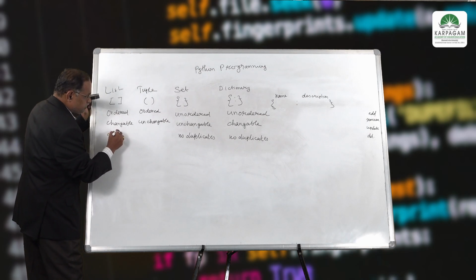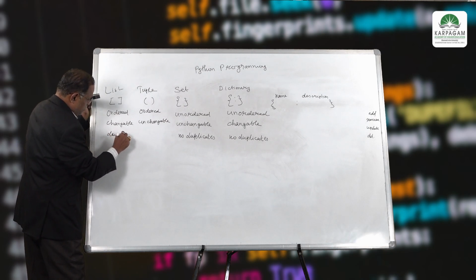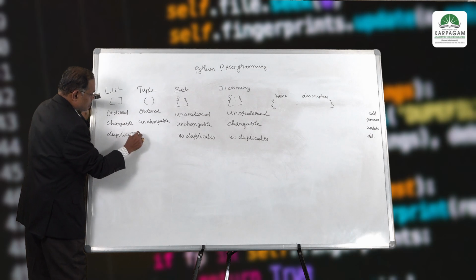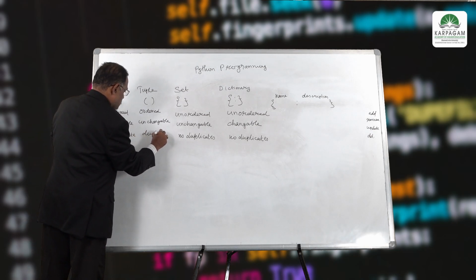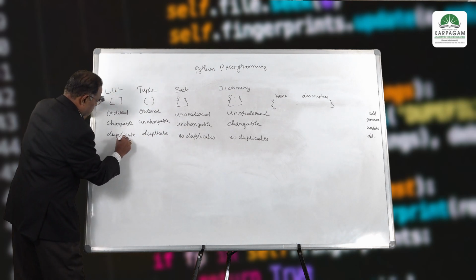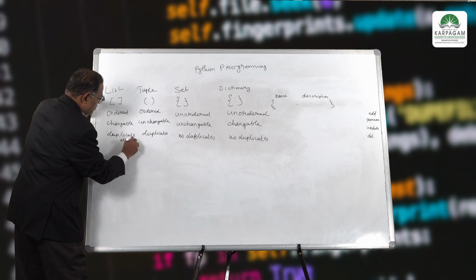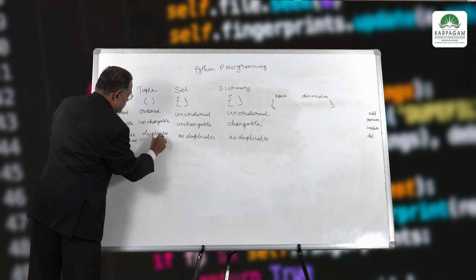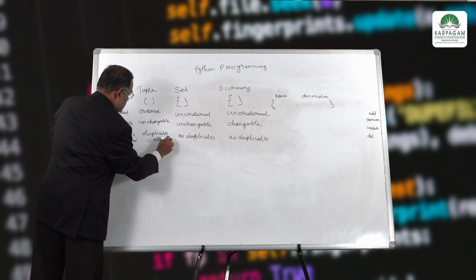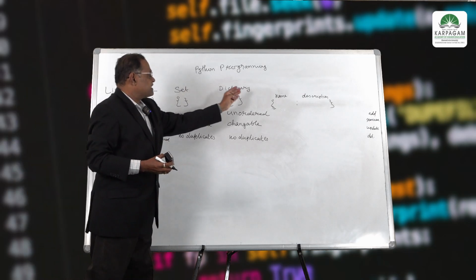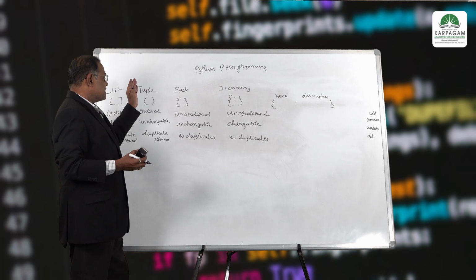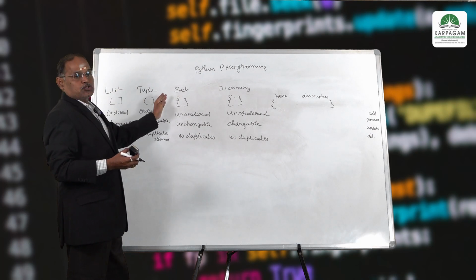Duplicates allowed. Duplicates allowed. Duplicates allowed. Duplicates allowed. So these are the basic differences between set, dictionary, list and tuple.